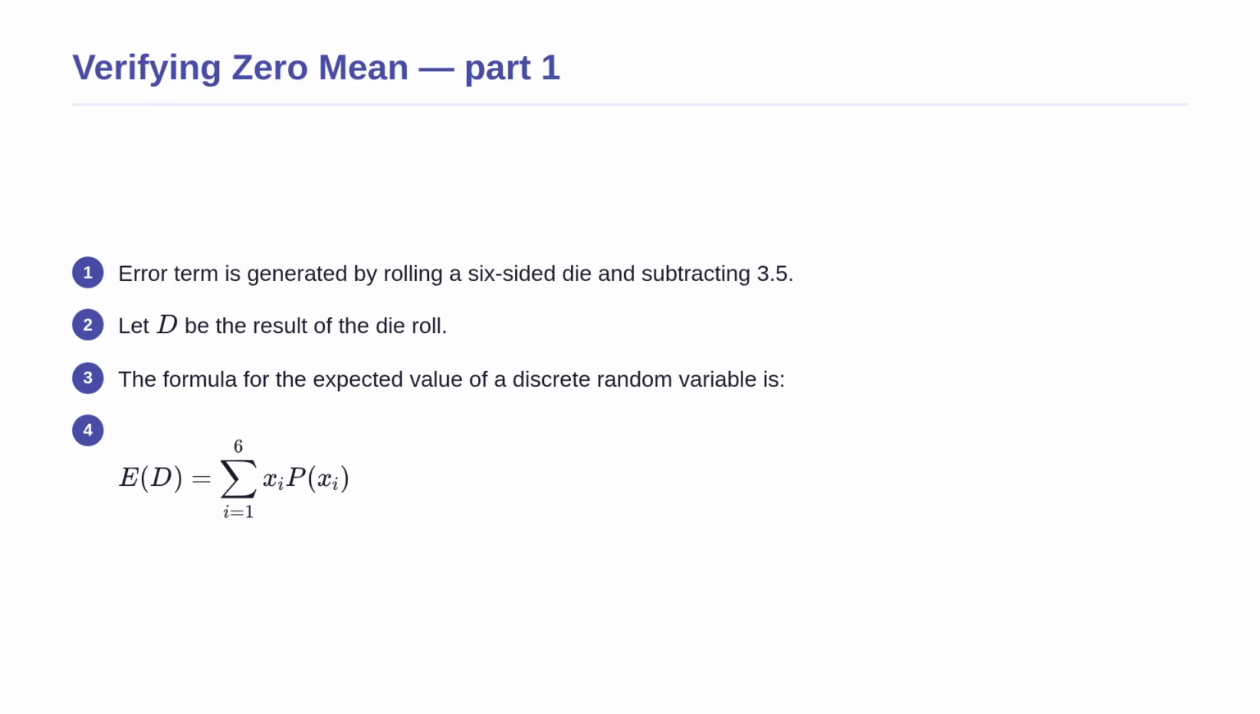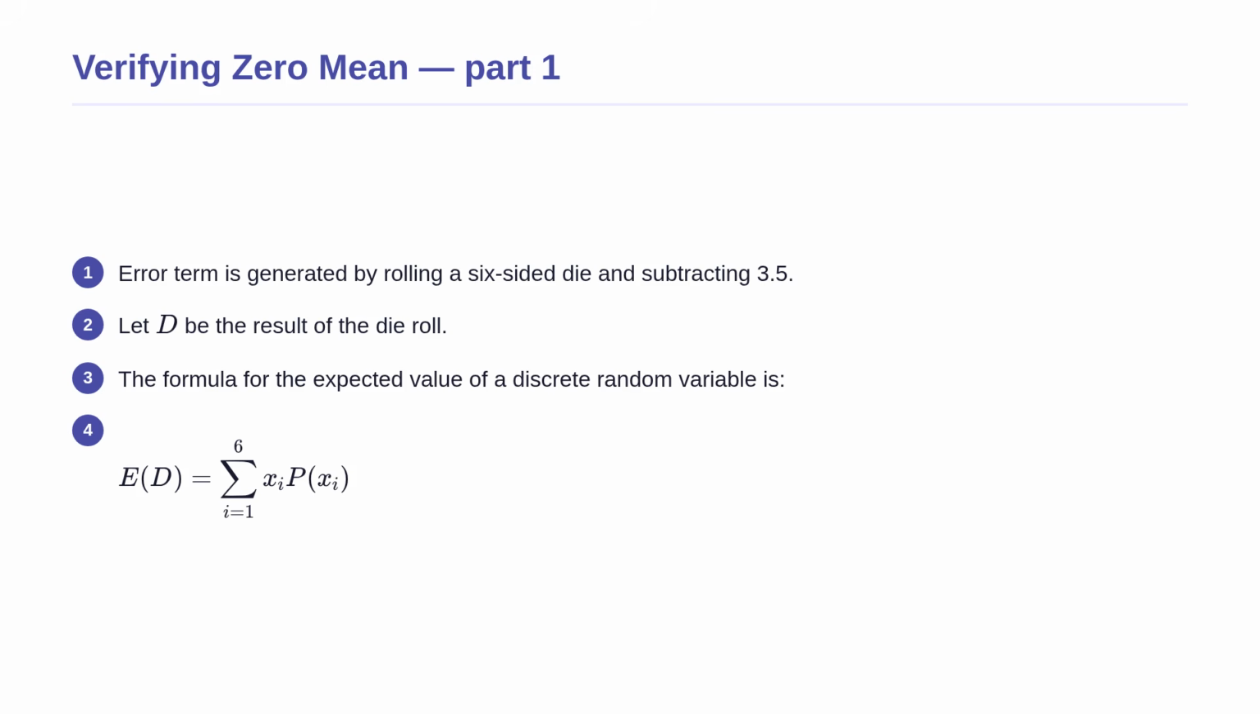A researcher is using a linear model where the error term for each observation is determined by rolling a standard 6-sided die and subtracting 3.5. We need to mathematically verify if this specific error generation process satisfies the zero mean assumption. If it does not, the model will be permanently biased.